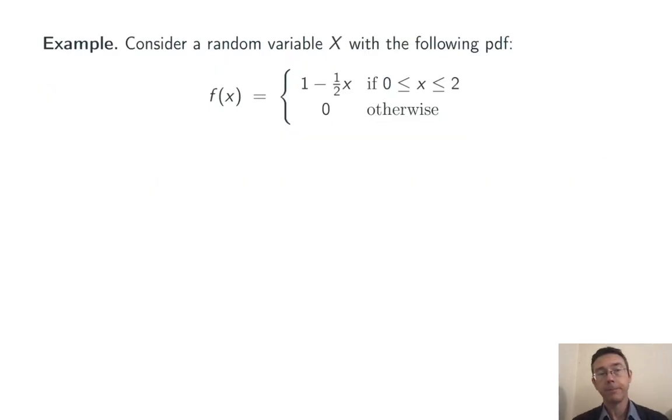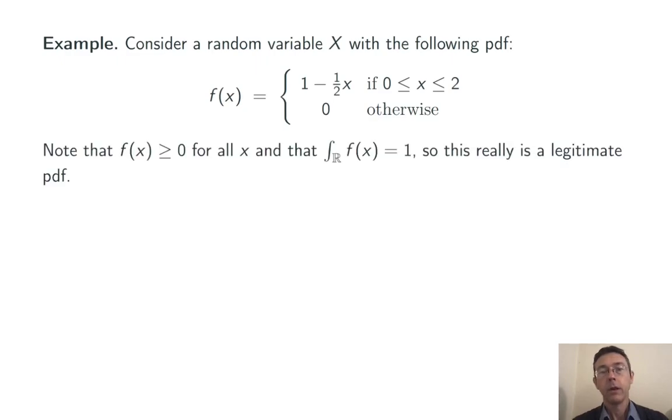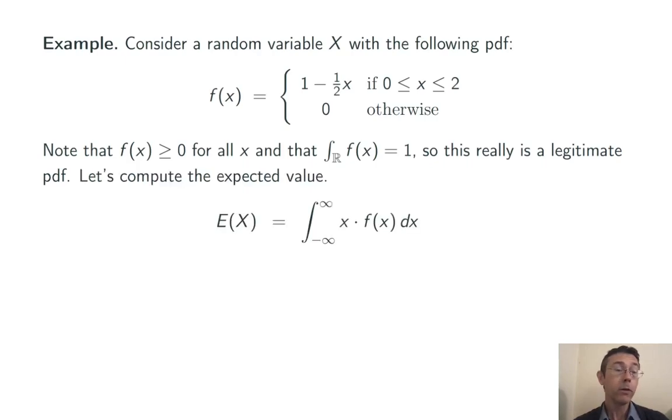Let's do an example. Consider a random variable x with this PDF. f of x is 1 minus 1/2 x from 0 to 2, and 0 otherwise. So the support of this random variable is 0 less than or equal to x, less than or equal to 2. Notice that this is a legit PDF. The PDF is always positive, and its integral over all possible x values is exactly 1. Okay, let's compute the expected value.